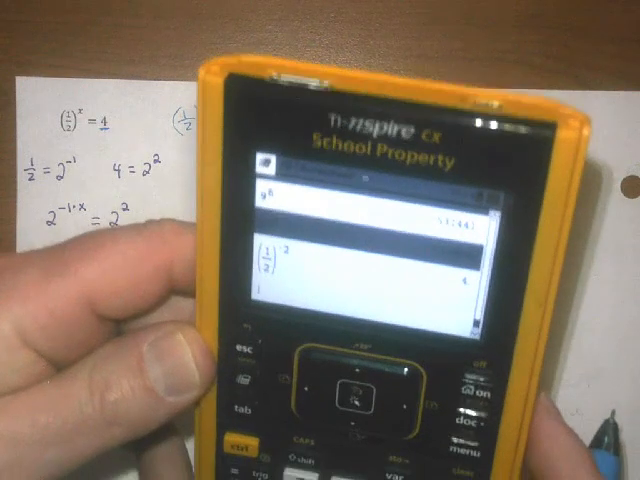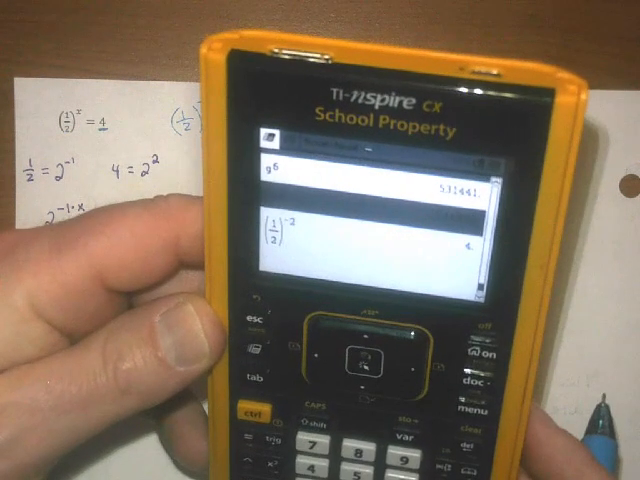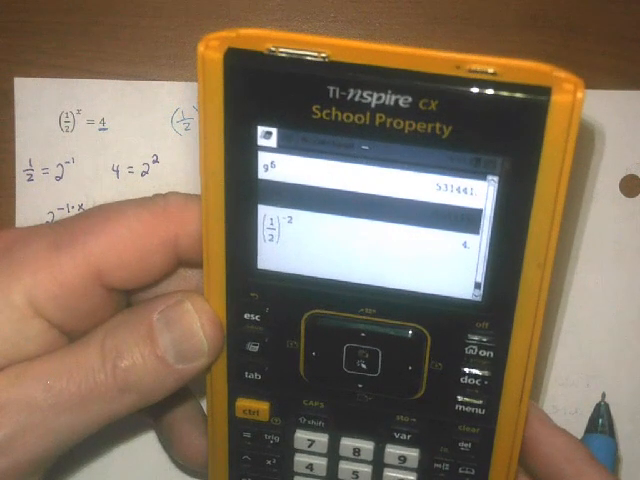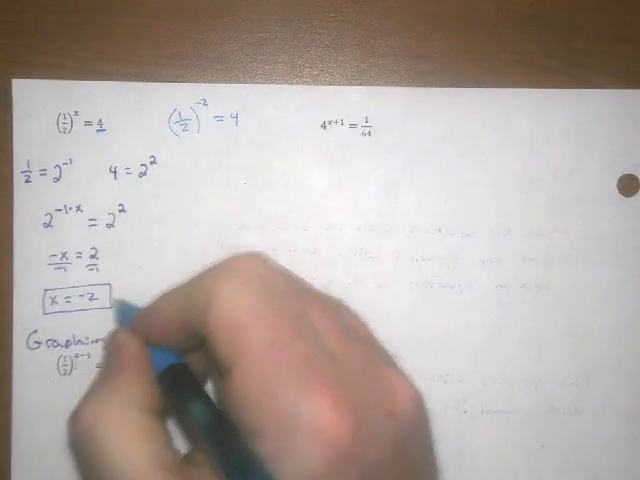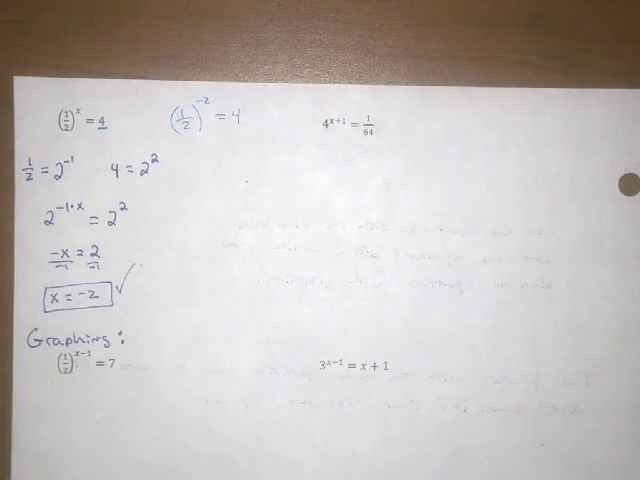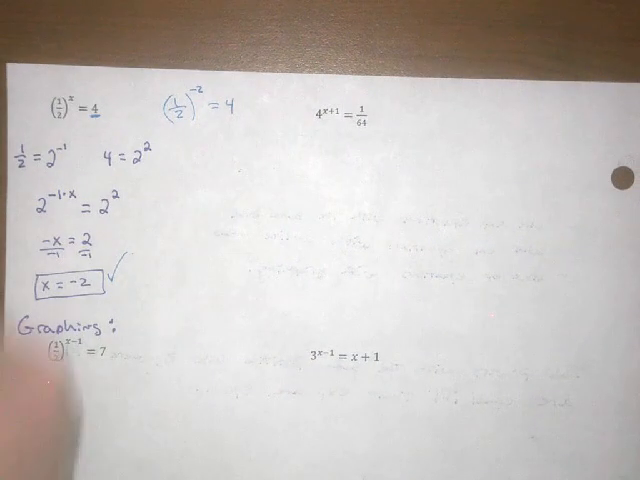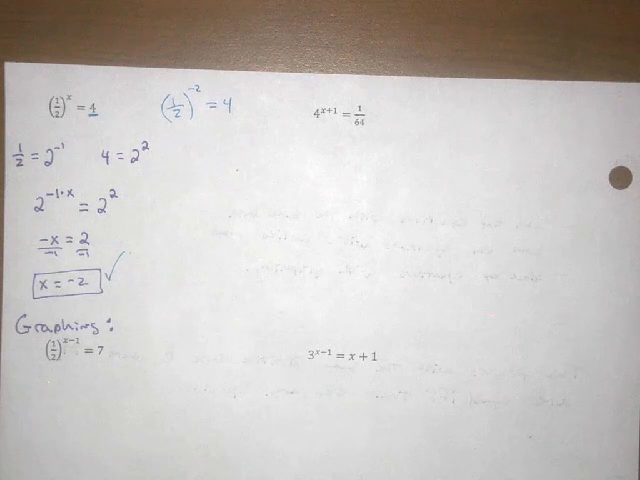Again, let's see if we can start to see any of that on my calculator. There we go. And notice that 1/2 to the minus second comes out to 4. So I do get my 4 answer. So I know that is 100% correct.